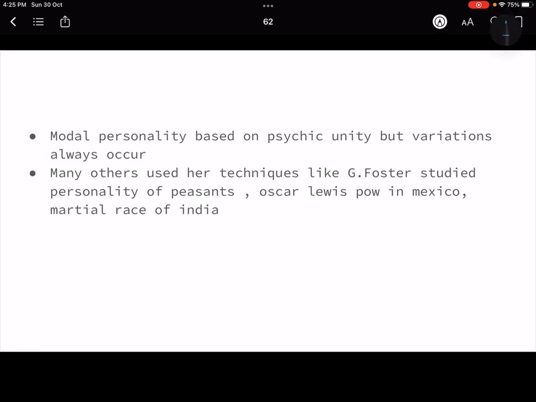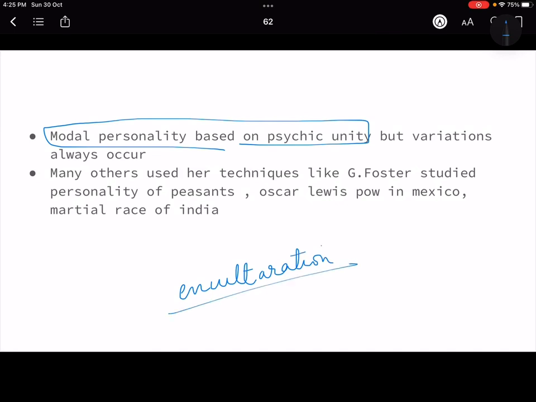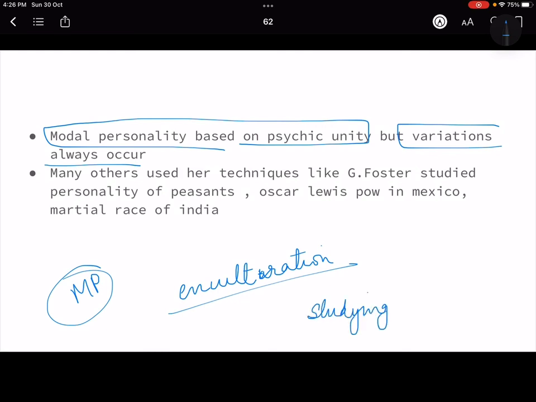So it said model personality was based on psychic unity and obviously enculturation. Obviously you are enculturated in a way, right? Enculturation, right? So in a way we are all reared up in a way, we have all known our civilizational story, so it has a huge impact on us no matter what the reason is, but we all have certain similar characteristics which she called model personality, and then there will be variations which she did not disregard, right?